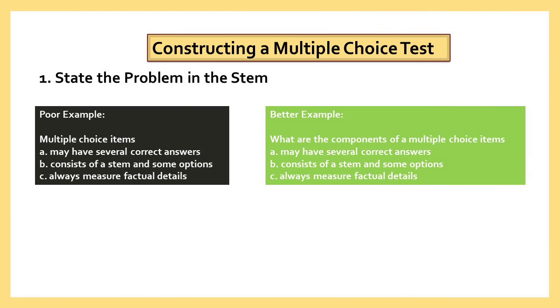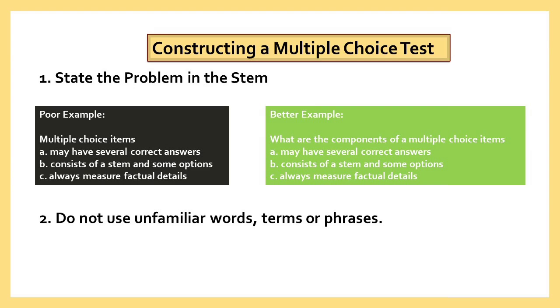This is how we construct a multiple choice test. State the problem in the stem. As you can see in the poor example, there is no stem. It is directly stated as multiple choice items, then there we have the options. Compared to the other one, there is a stem. What are the components of a multiple choice item? Then to be followed by the options. This is how it must be constructed.